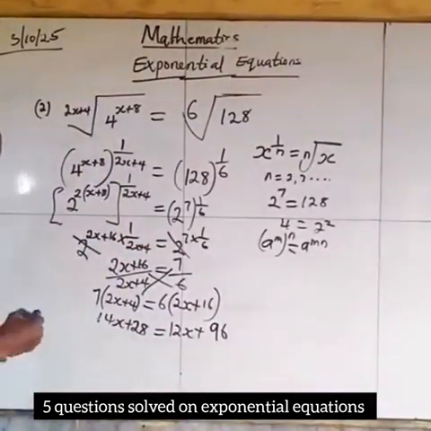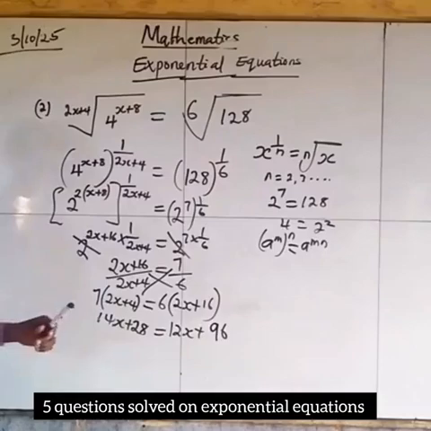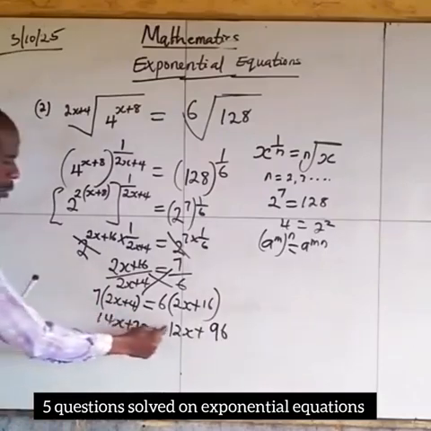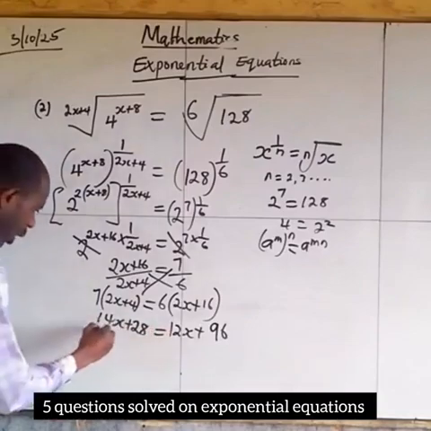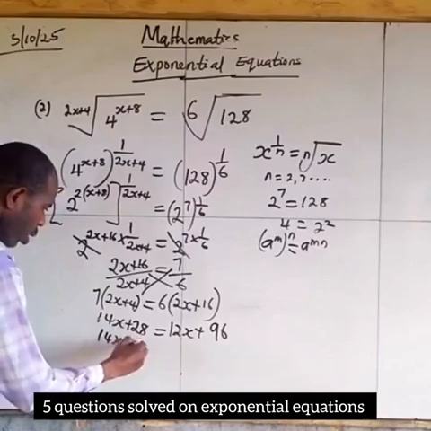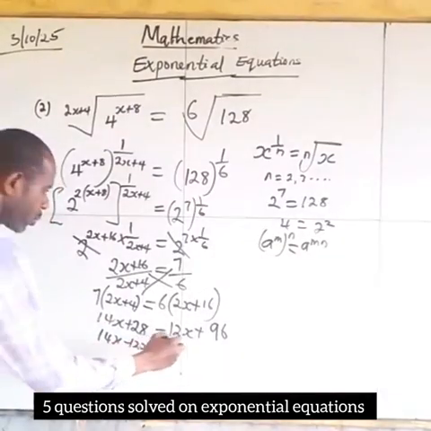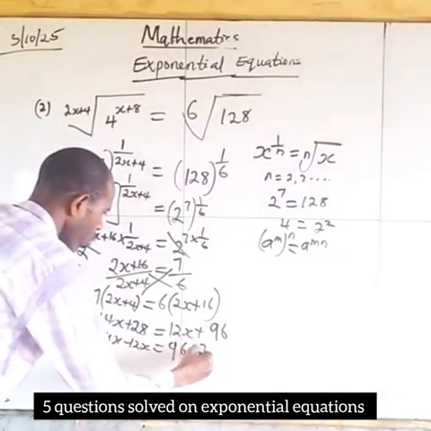Okay. Now we can collect the like terms. So bring this one to this side. Whenever a term crosses an equation, it turns the sign. So there is positive, then it becomes negative. That's 14x minus 12x equal to 96 minus 28.